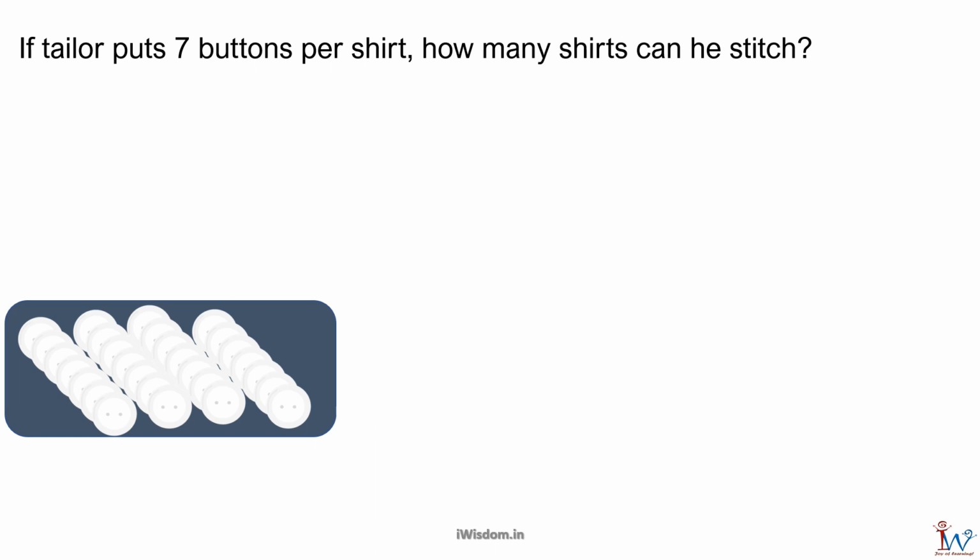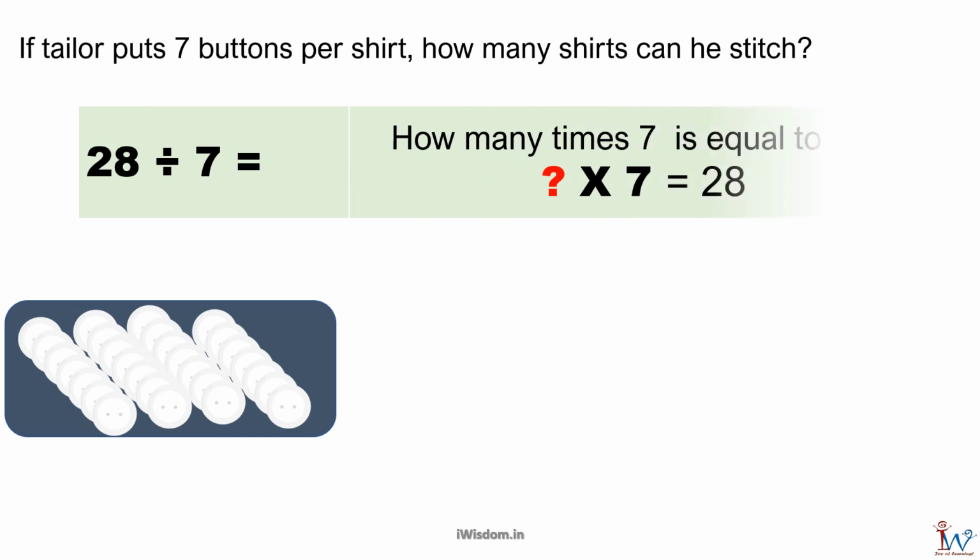For the same 28 buttons, if tailor puts 7 buttons per shirt, how many shirts can he stitch? We have to find how many groups of 7 can be made from 28. Group size 7 is already given. We have to ask, how many times 7 is equal to 28?